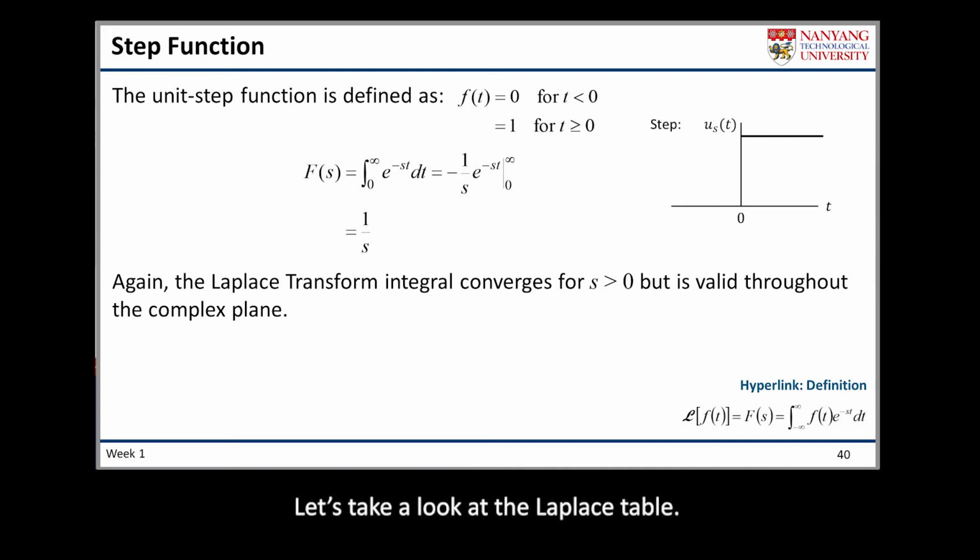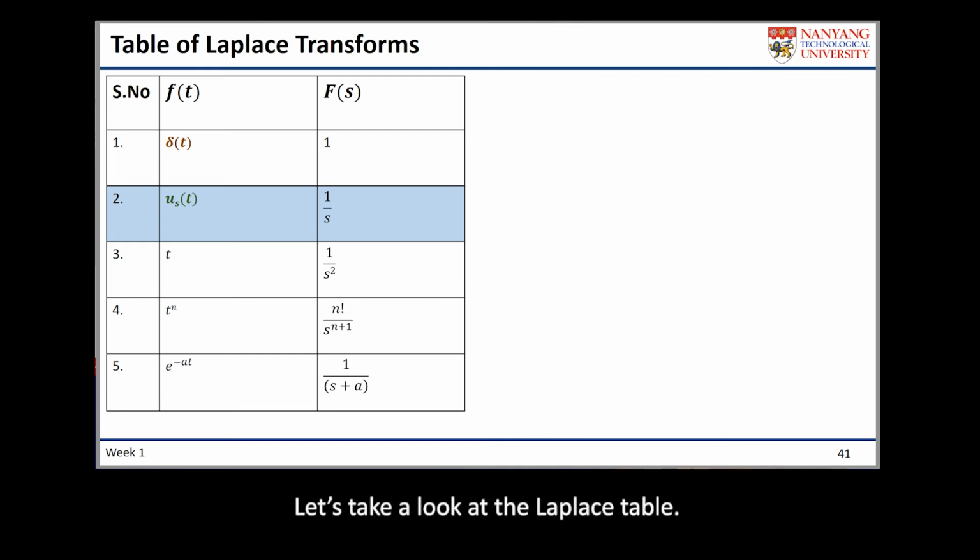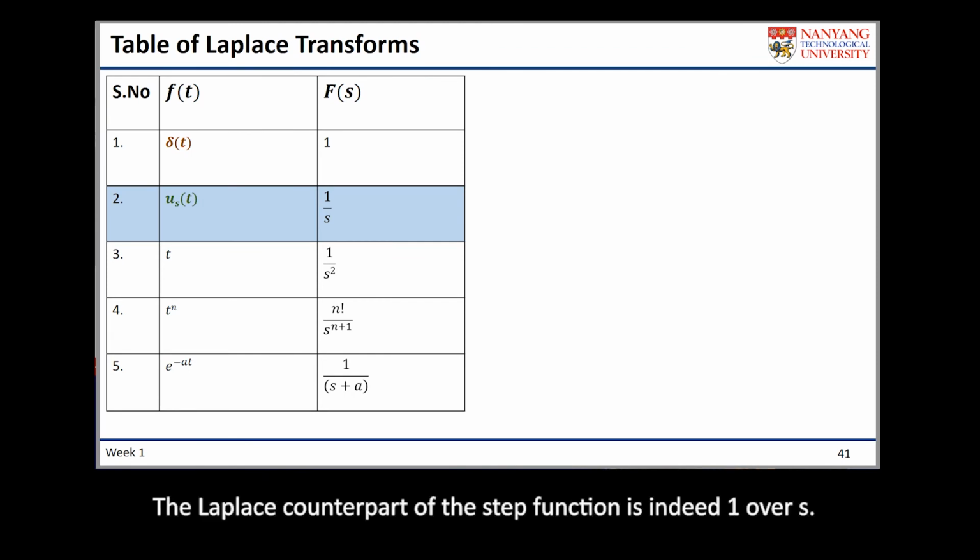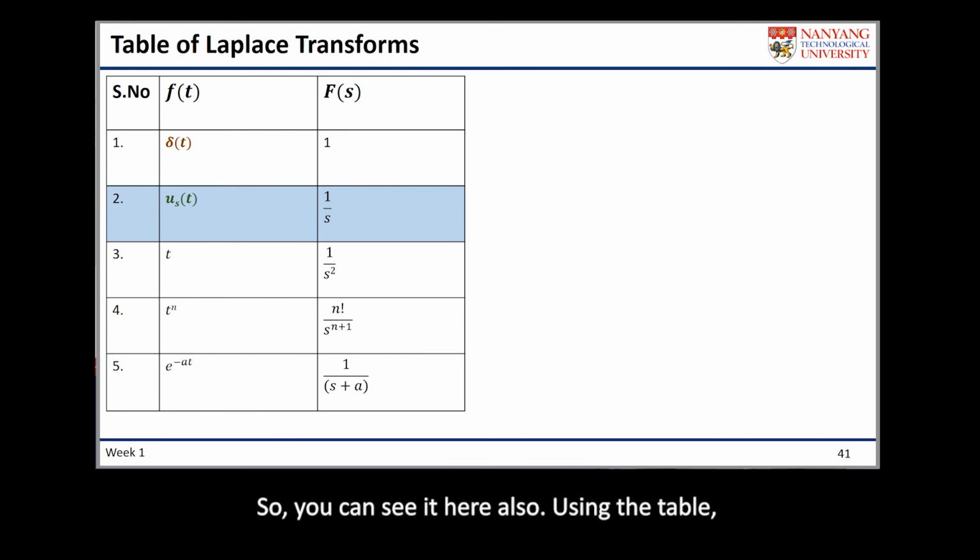Let's take a look at the Laplace table. Based on this calculation, we know that the Laplace domain of a step function is 1 over s. As you can see here on the second row, it is correct. The Laplace counterpart of the step function is indeed 1 over s. So you can see it here also. Using the table, you can find the Laplace counterpart relatively easily by just simply looking at the table.